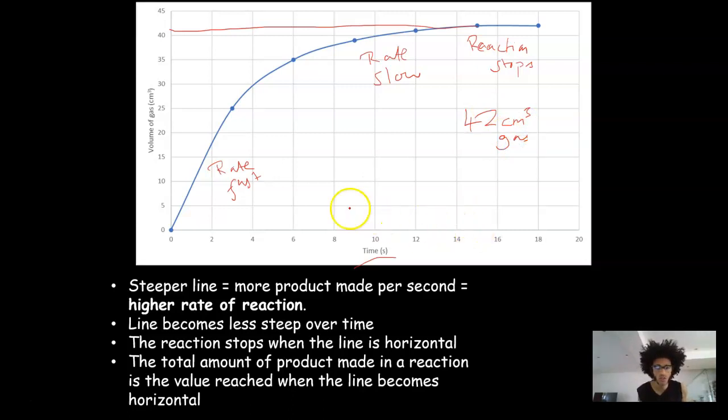A common mistake a lot of students make is that they try and add up the different data points, because they think, well, I made 25 here and I made 35 here, so I have to add the two together to get 60. That isn't how you do it, okay?